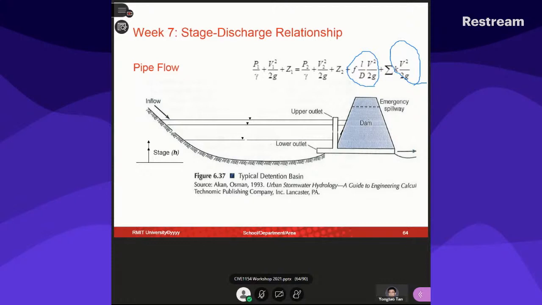So for the pipe flow, we can also use the Bernoulli energy equation, meaning the total energy is unchanged at any section of the flow. But we need to consider the frictional energy loss and also the minor head loss.